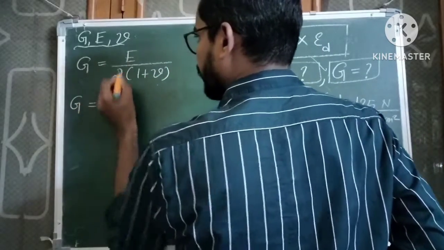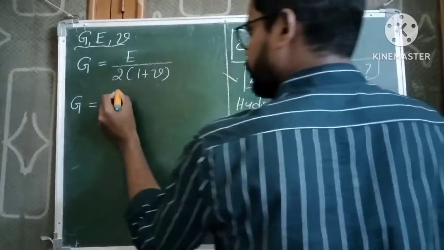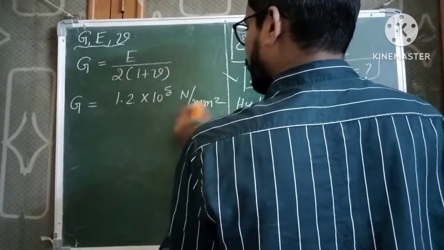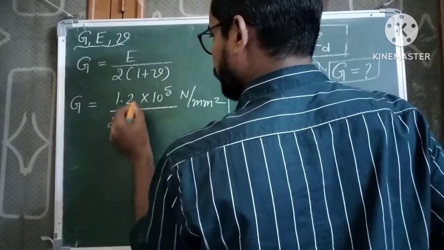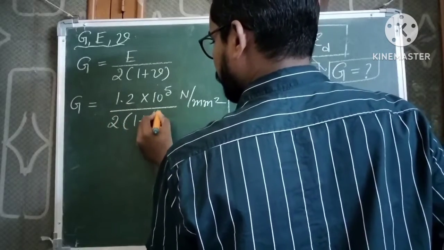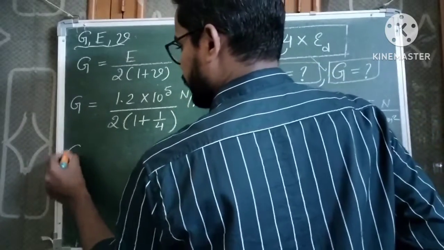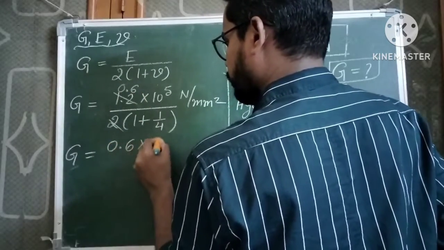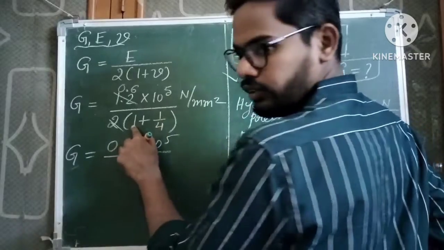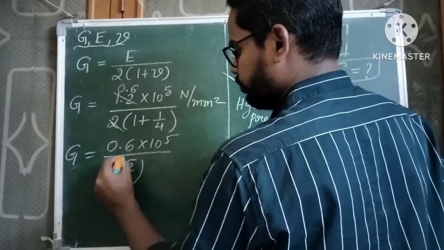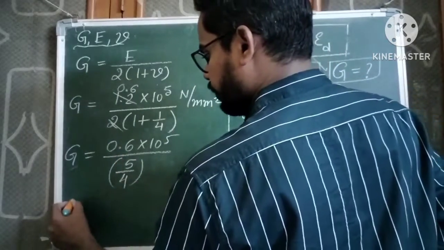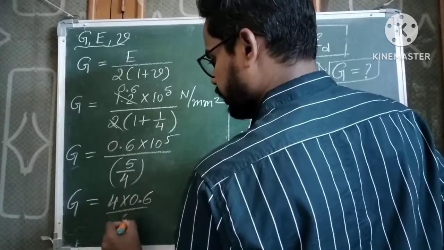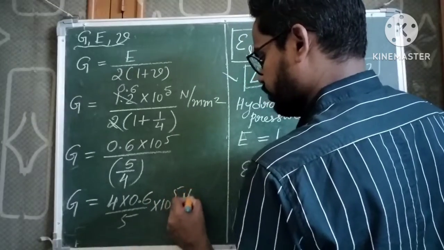So G is equal to Young's modulus E, which is 1.2 into 10 to the power of 5 Newton per mm square. Poisson's ratio has no units. So 2 into 1 plus Poisson's ratio, which we got as 1 by 4. Next, 2 into 1 is 2, giving 0.6 into 10 to the power of 5 by 4 ones are 4 plus 1, 5 by 4. So reciprocal of 5 by 4 is 4 by 5. G is equal to 4 into 0.6 by 5 into 10 to the power of 5 Newton per mm square.